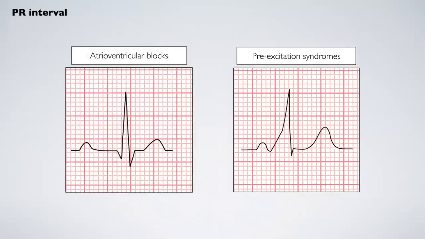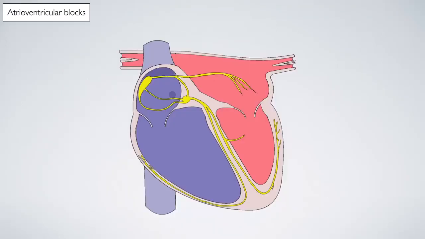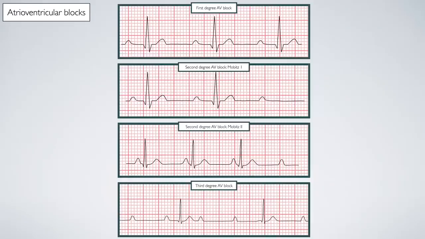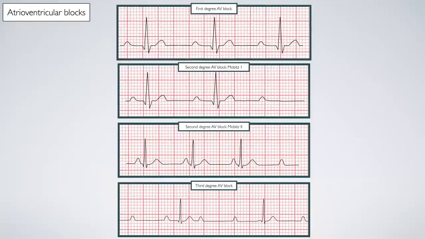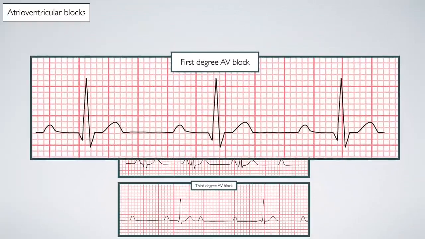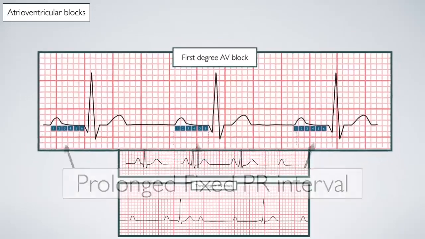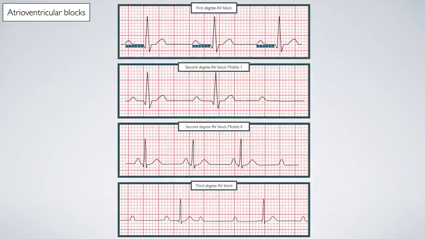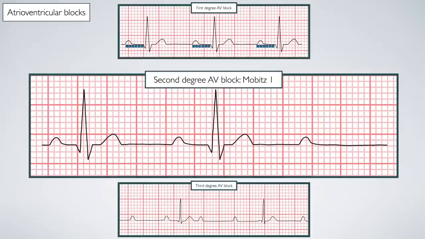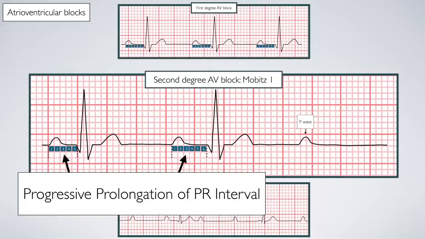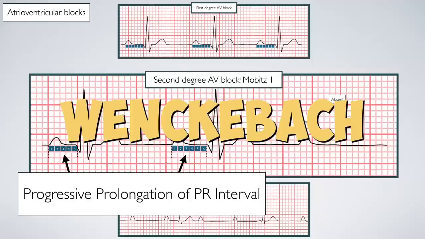The atrioventricular blocks are caused by a delay or complete loss of conduction through the AV node or the bundle of His. There are 4 presentations to learn. First degree heart block presents with a PR interval greater than 5 small squares in length, and this duration is fixed. Second degree heart block is divided into 2 forms. The first is Mobitz type 1. This presents with a progressively increasing PR interval until an impulse is not conducted to the ventricles. This progressive prolongation of the PR interval is known as a Wenckebach phenomenon.